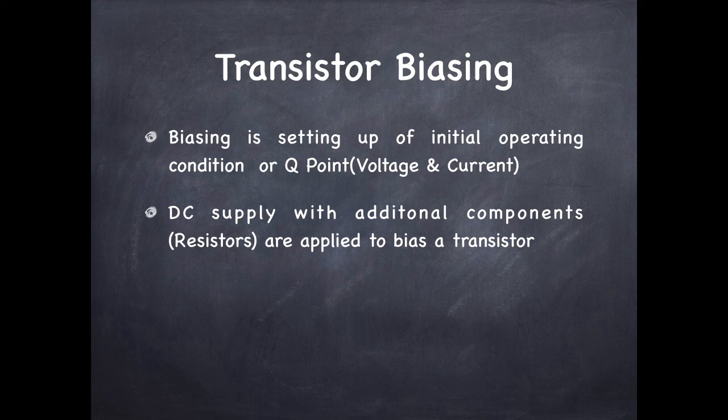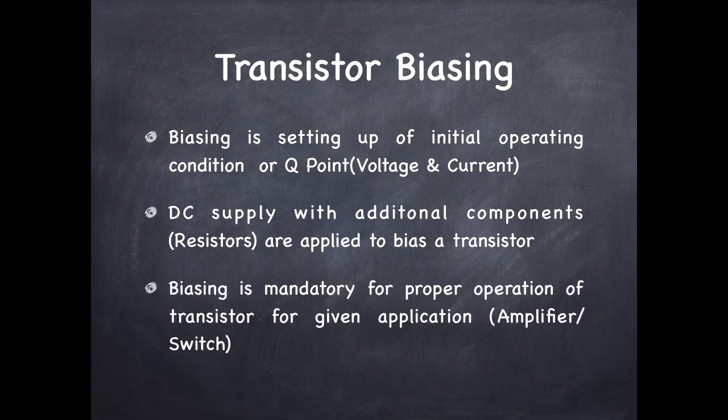For example, if we want to use a transistor as an amplifier, we need to bias it in the active region. So, biasing circuit is mandatory for proper operation of the transistor for a given application.